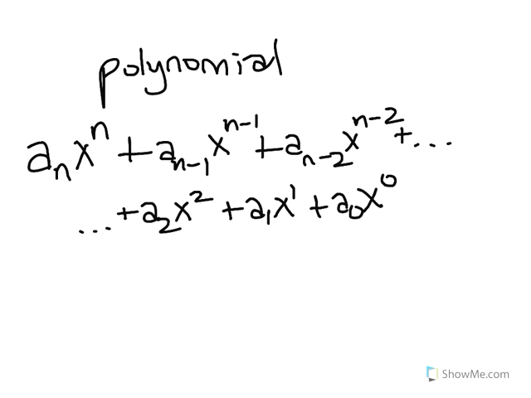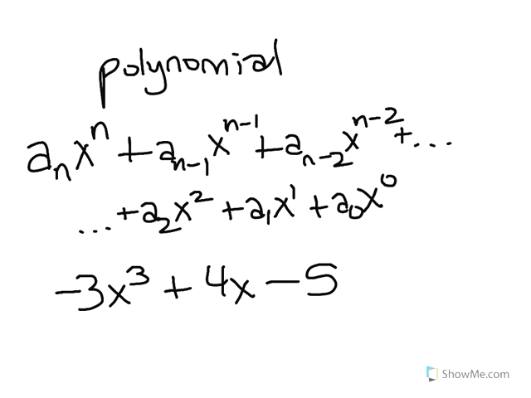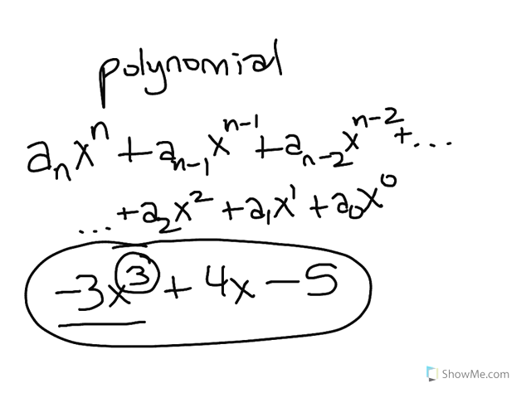How will it look in real life? Well, it might look like this. Negative 3x cubed plus 4x minus 5. That's a cubic polynomial. It has 3 terms. Notice it's cubic because its leading term has a power of 3 associated with it. Only that leading term decides the degree of the whole thing. This entire polynomial is a cubic polynomial.